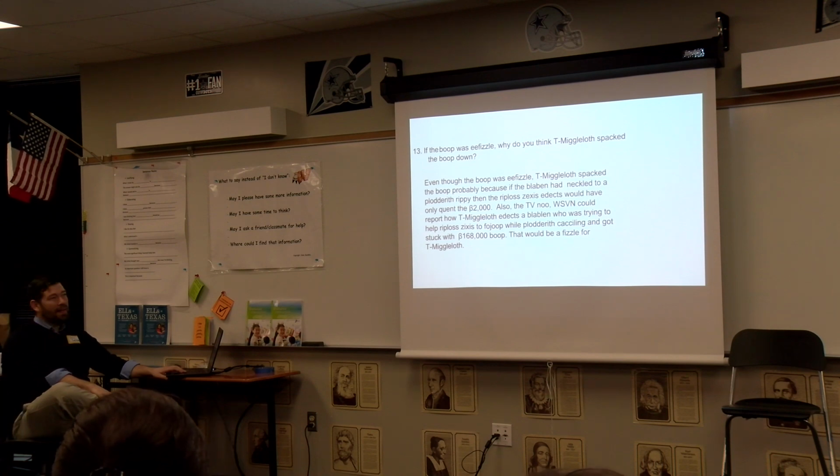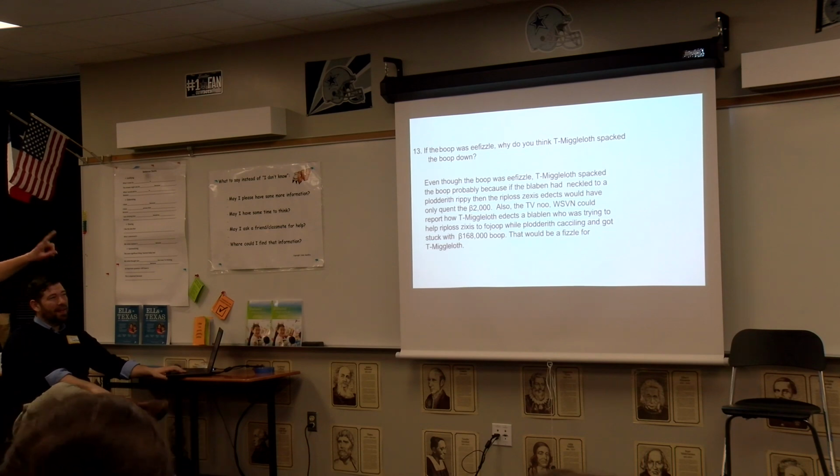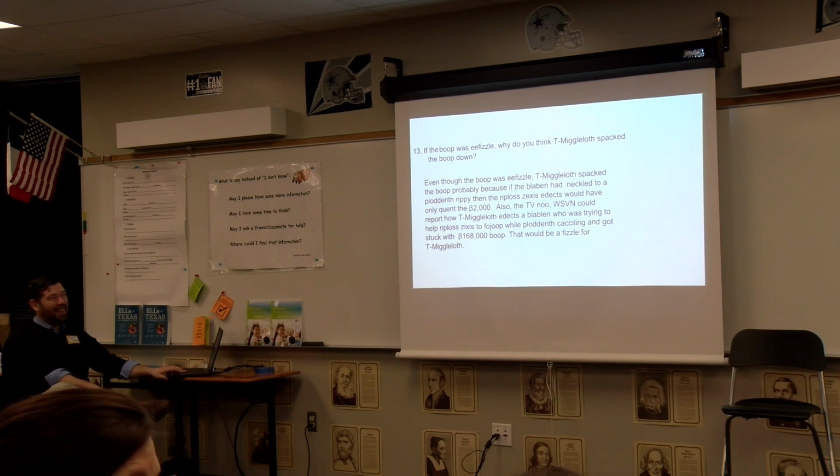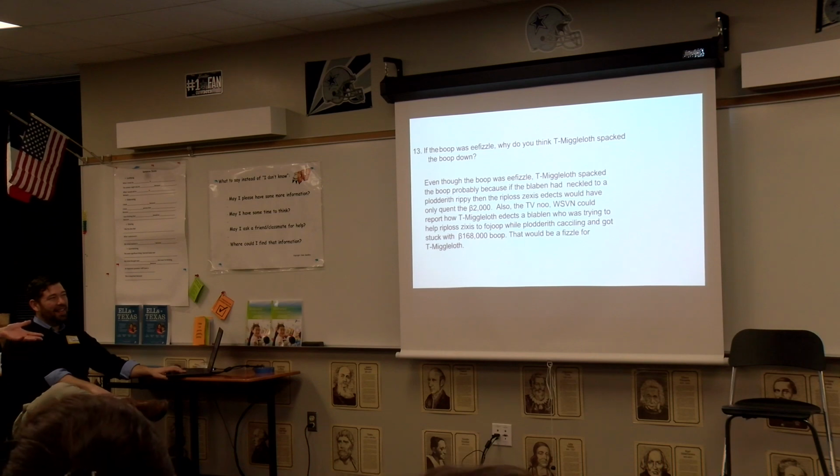Here's the answer. Even though the boop was E-fizzle, T. Magall spackled the boop, probably because if the Blavin had neggled to a plotter with Rippy, then the Riplaw's Zexy's edicts would have only quint 2,000 bean boobs. Also, the TV knew WSBN could report how T. Migeloff Edix and Blabbin, who was trying to help Grifflaw Zixie to produce, while Plummer in Castling got stuck with 168,000 bean boob. That would be a fizzle for T. Migeloff. Did you get that?